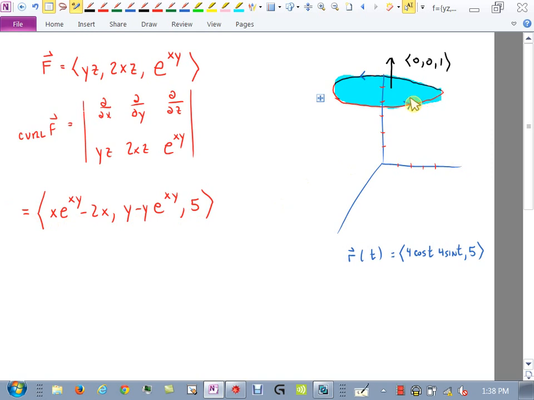When this gets dotted with the normal, because our normal is so nice, all I'm going to get is 1 times 5. But I want to write the formula down. We're integrating over the curl of F, which is, I'm just going to say junk 2, because it's not the same as the other junk, and then 5. And I'm going to dot that with 0, 0, 1, dS. Okay, so this is here. And then, of course, this is my normal.